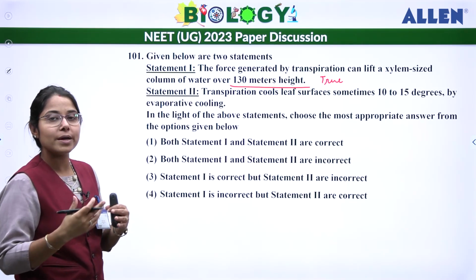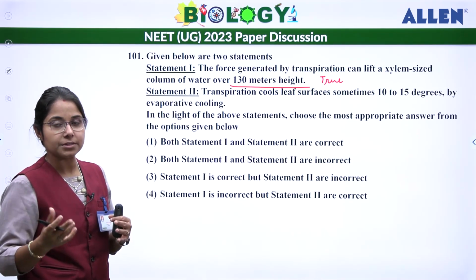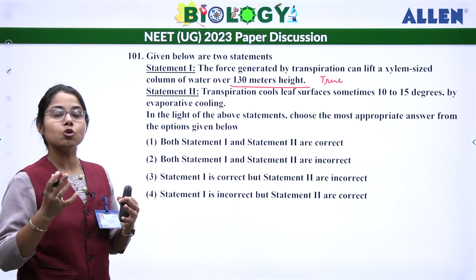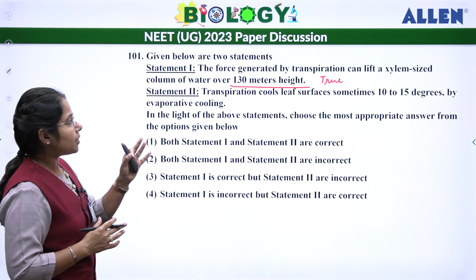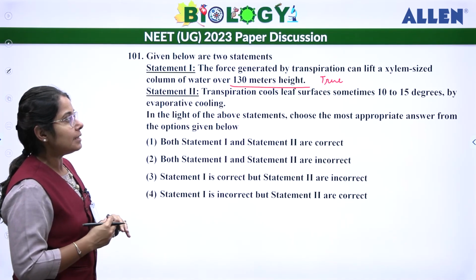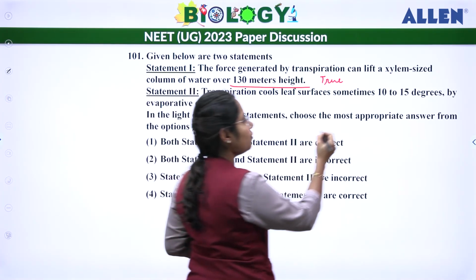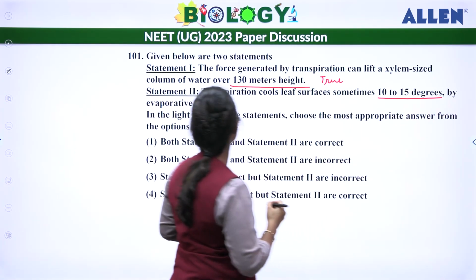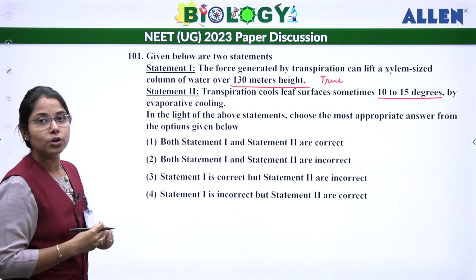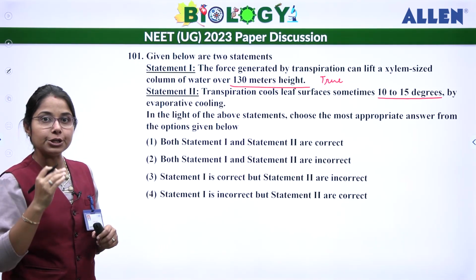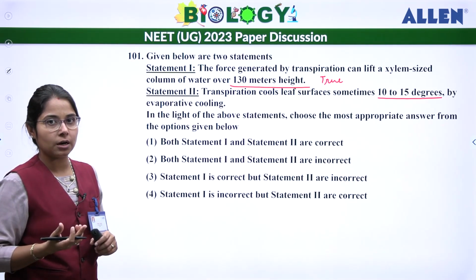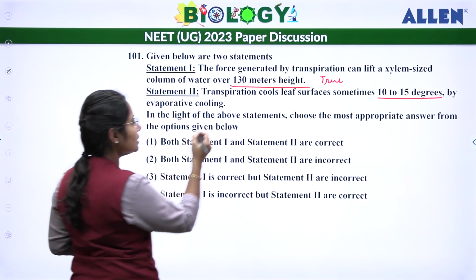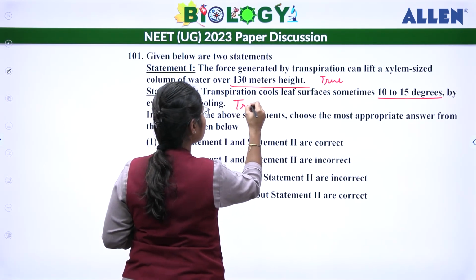Now if you see the second statement, transpiration cools leaf surface. So transpiration is where the evaporation of the water will take place. So when the evaporation of the water will occur, cooling effect is given to the plant. So transpiration cools the leaf surface sometimes 10 to 15 degrees by evaporative cooling. So the temperature reduces by 10 to 15 degrees when evaporative cooling occurs due to transpiration. So this statement is also correct.